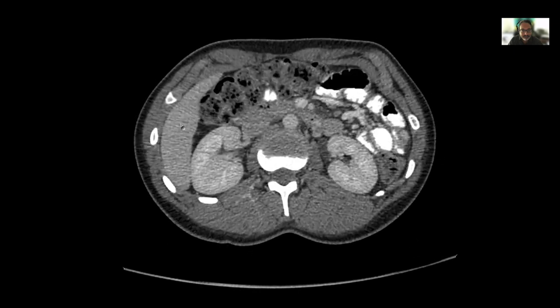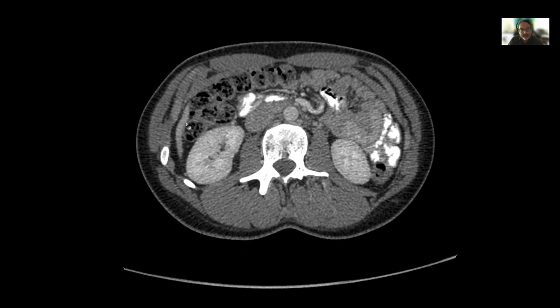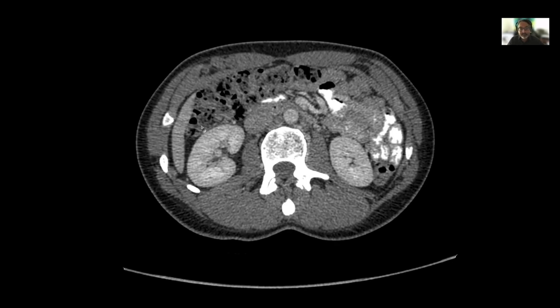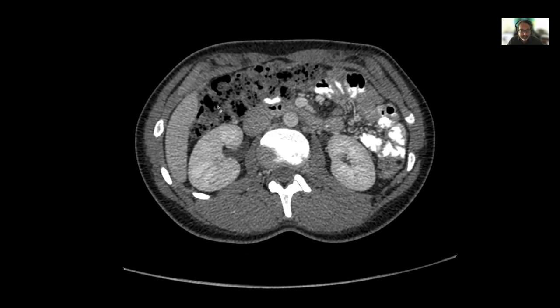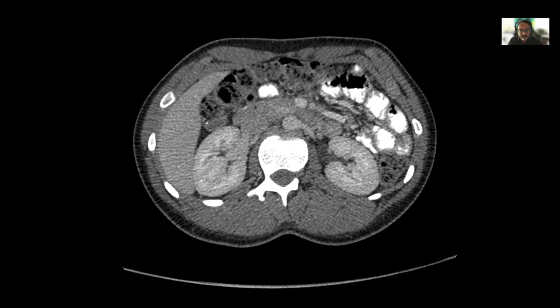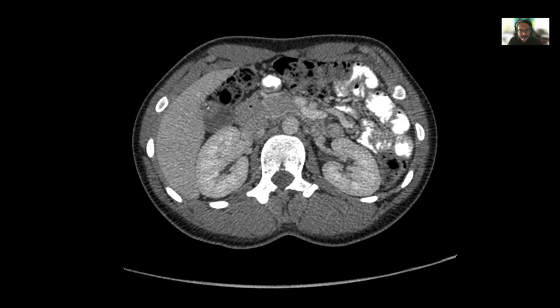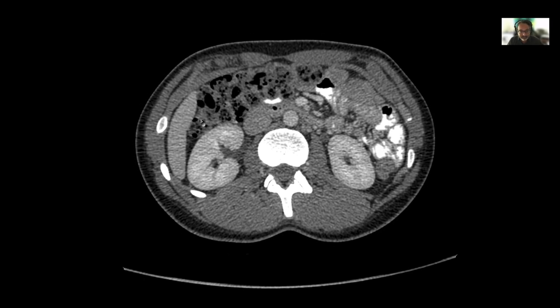Okay, so let me take that down again. So this is the ascending colon, but when the liver shows up, so now you've got the liver, you've got the ascending colon, you've got the kidney here. So now this is going to become the hepatic flexure. So this is now the hepatic flexure. Now keep following the hepatic flexure. Now I'm going down again. This is the hepatic flexure.